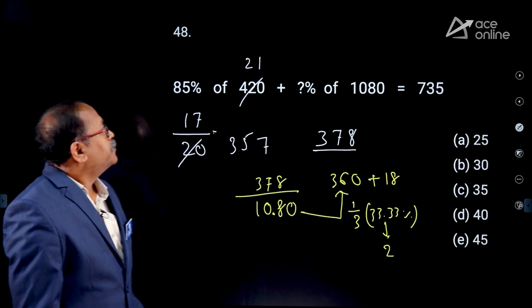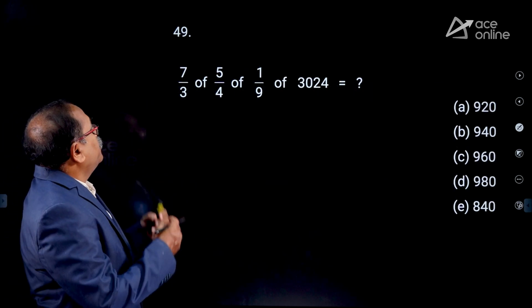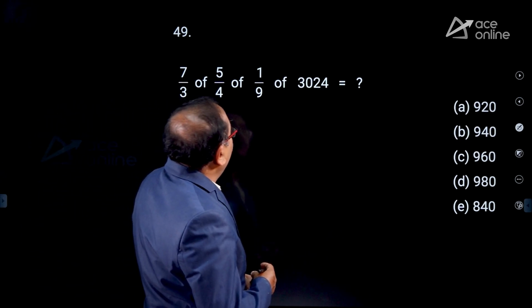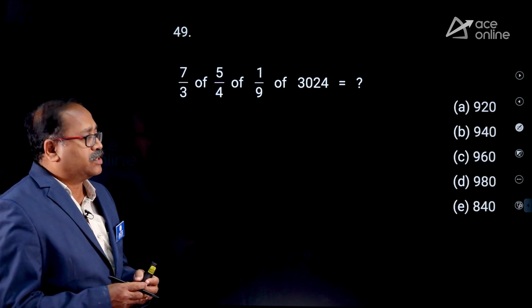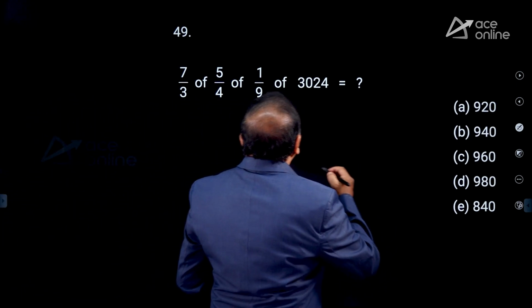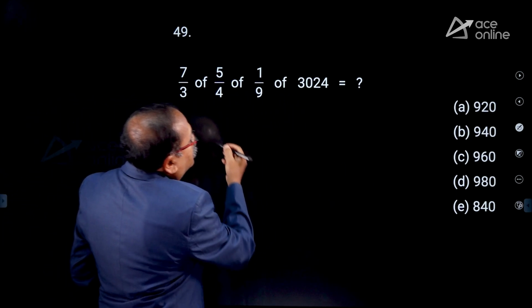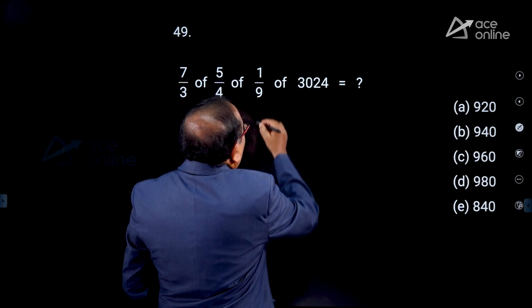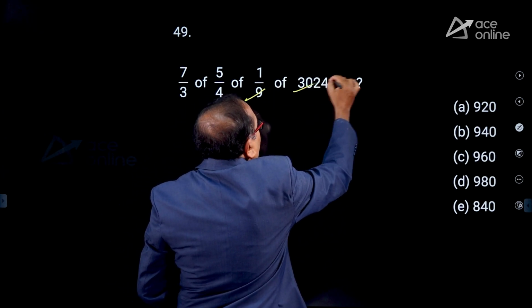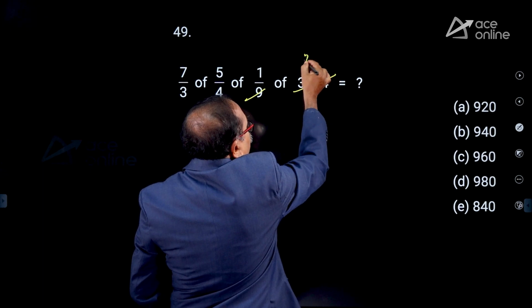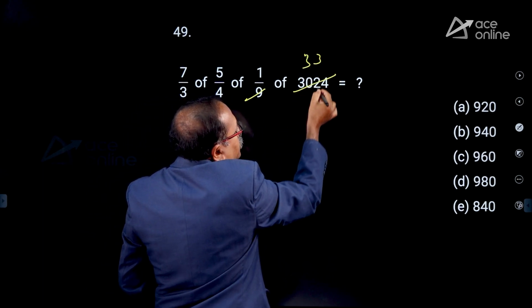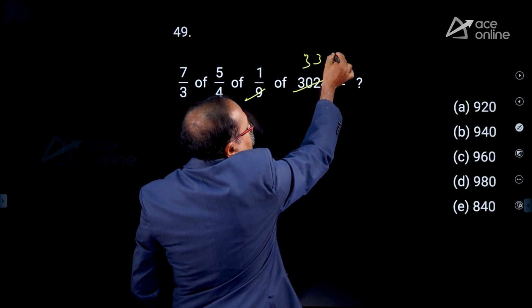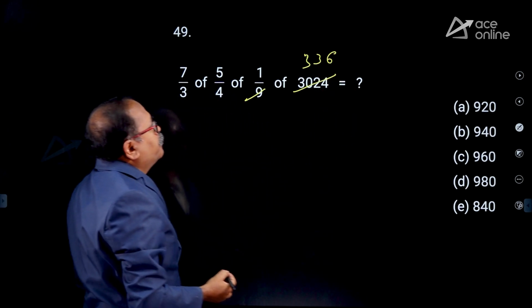Next one. 7 by 3 of 5 by 4 of 1 by 9 of the number. So all are multiplication part. So let's conclude the multiplication here with 9. I can see that this number gets cancelled. 9 3s are 27. I am left with 3. 9 3s are 27 and 9 6s are 54.